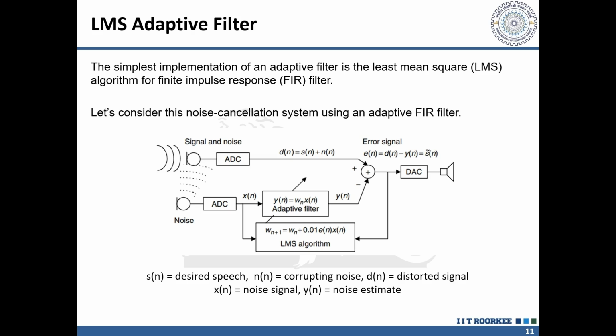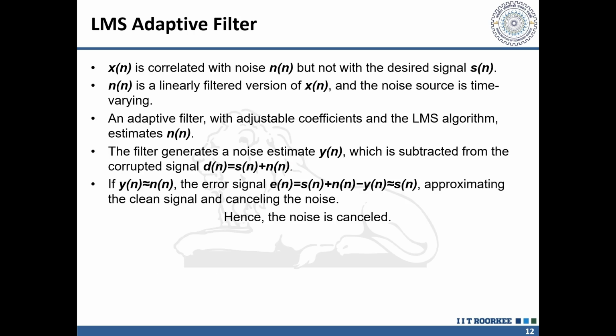Let's consider this noise cancellation system using an adaptive filter model. Within this diagram, S(n) stands for desired speech, N(n) stands for the corrupting noise, d(n) stands for distorted signal, x(n) stands for the noise signal, and y(n) stands for the noise estimate. The noise signal x of n is correlated to the corrupting noise n of n, originating from the same source. x of n and n of n are not correlated to the desired signal s of n. When two signals are uncorrelated, it means there is no direct relationship between them.